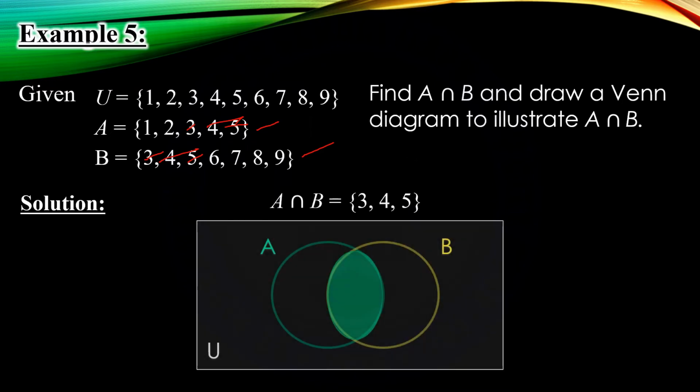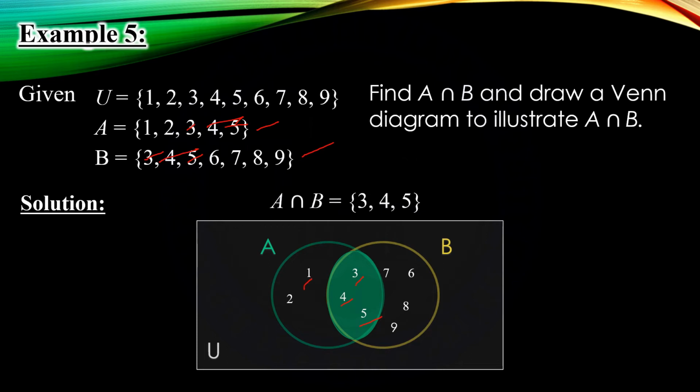And here is the illustration using the Venn diagram. The center part is shaded only to emphasize the intersection of set A and set B. So we place 3, 4, and 5 at the shaded part because they are common elements or outcomes.